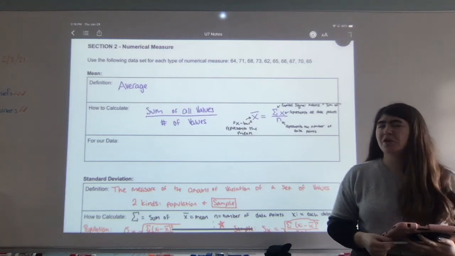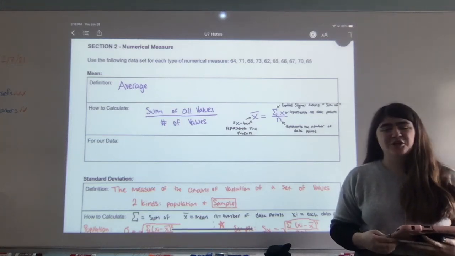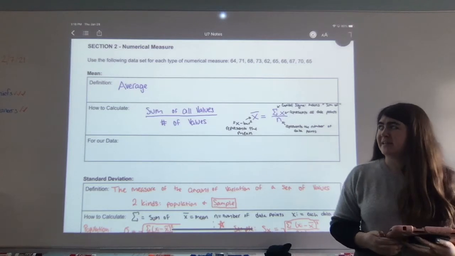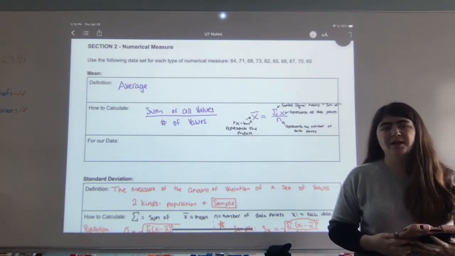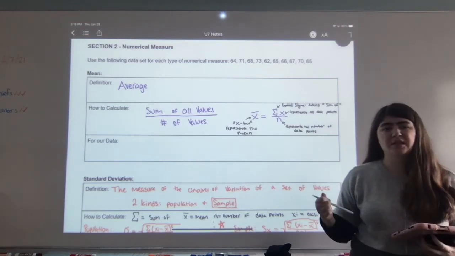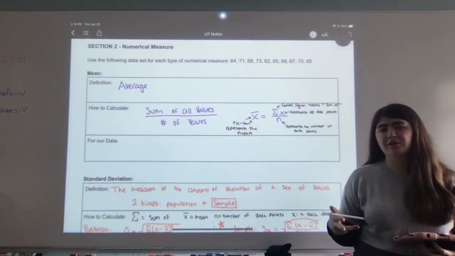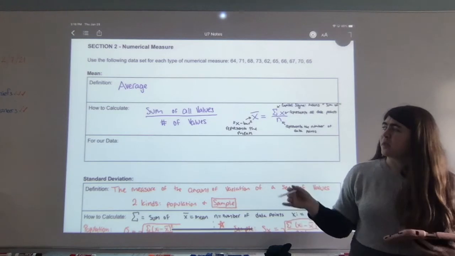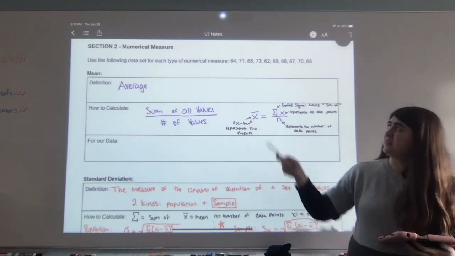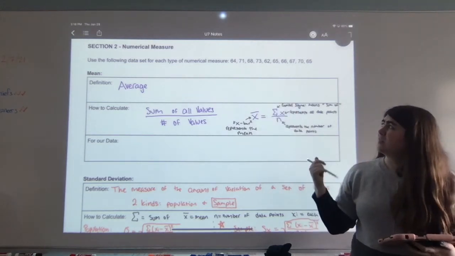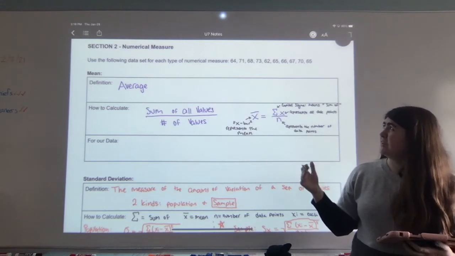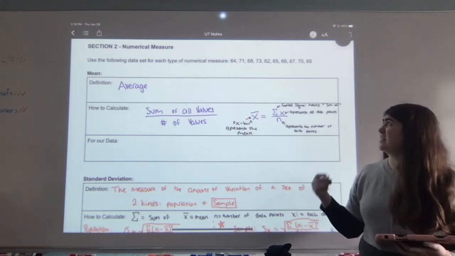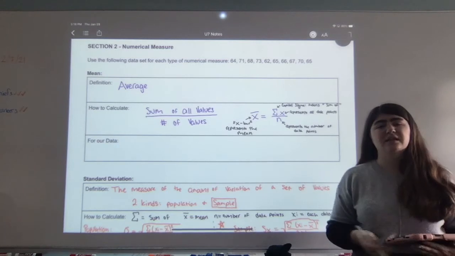Hello everyone. This is our second section of Unit 7 about data and statistics. Today we are learning about numerical measures, which include things like mean, median, mode, standard deviation, the interquartile range, and outliers. We have this data here: 64, 71, 68, 73, 62, 65, 66, 67, 70, and 65.